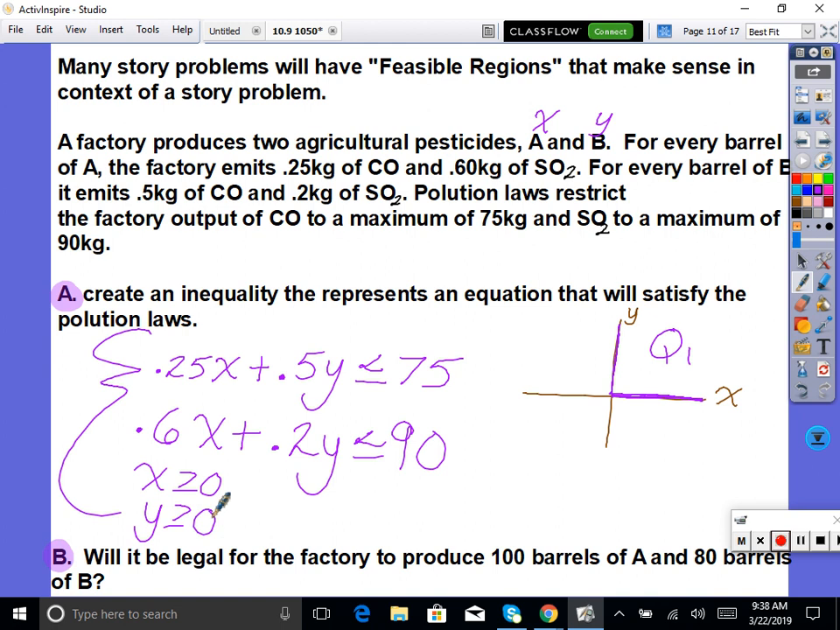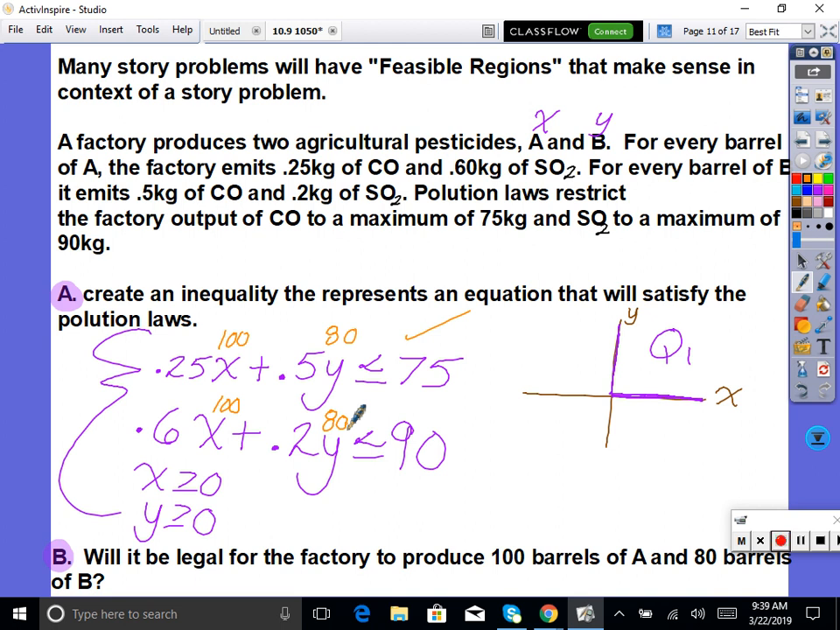All right, so now part B is really easy. It says, will it be legal for this factory to produce 100 barrels of A and 80 barrels of B? So what would I do with 100 and what would I do with 80? Plug it in. Wouldn't I plug in 100 here and 80 here? If it works here, we're good. But now we have to check this one as well, right? And system means it's got to work in both. So I'm going to plug in 100 here, plug in 80 here. And if it's a true statement for both, it is in the solution set of the system of inequalities.